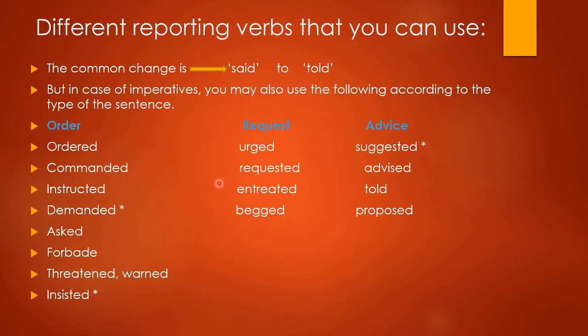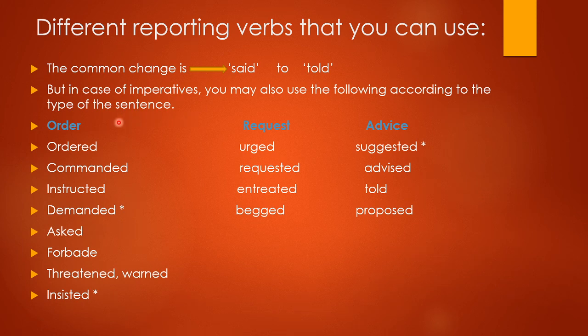Now next are the different reporting verbs that we can use. There are different types of sentences as we've discussed. There are commands, there are requests. So we have to use a different type of reporting verb according to the sentence. Now the common change is that said is changed into told. It is a very common change, and this change is done in assertive sentences also. But in case of imperatives, we may use the following according to the type of sentence.